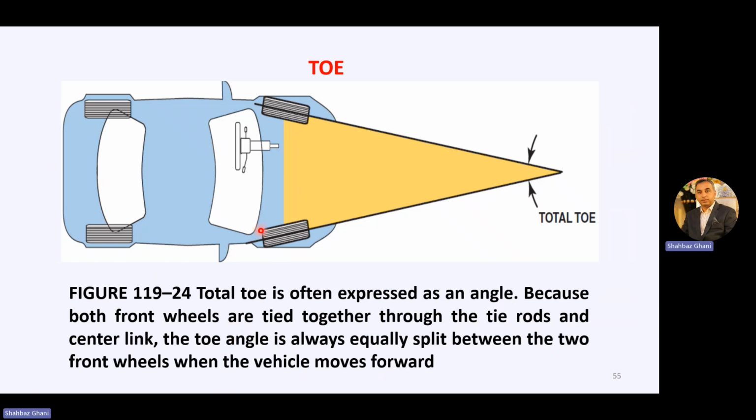Now the total toe. The total toe is often expressed as an angle. If this is a positive toe angle, because both front wheels are tied together through the tie rods and the center link, the toe angle is always equally split between the two front wheels when the vehicle moves forward. So the toe angle will always split between these two front wheels.